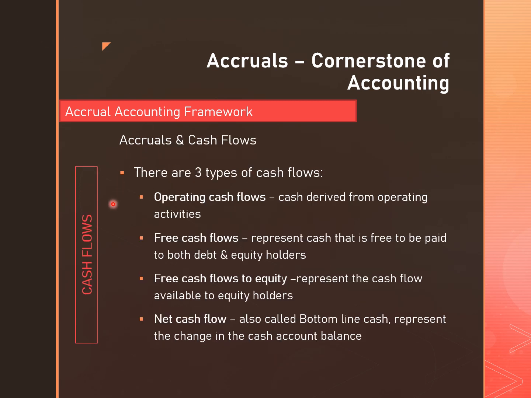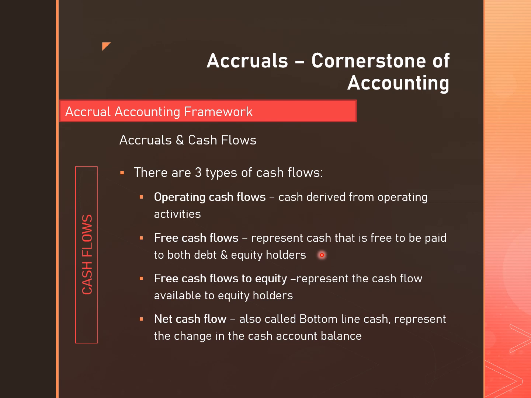Next, we are moving on to the cash flow. So there are three types of cash flow. First one is the operating cash flow, where the cash is derived from operating activity. So here we will see the cash that we generate from the main activities of the business. And next we are going to look at the free cash flow. It represents the cash that is free to be paid to both debt and equity holders.